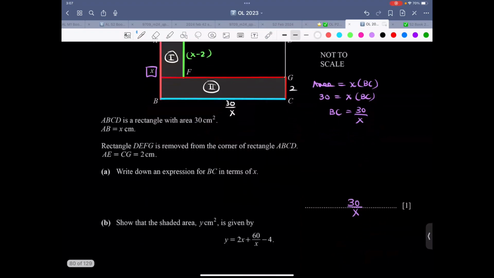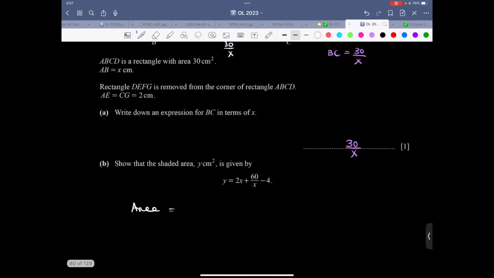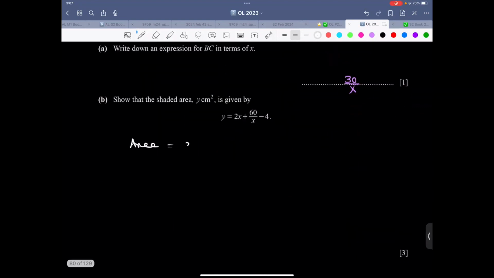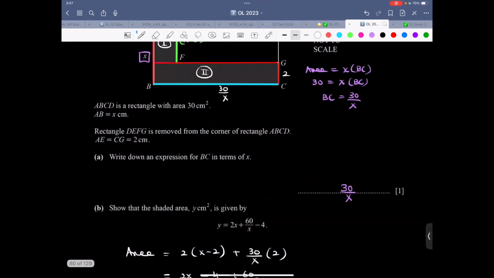So now this area equals 2 into x minus 2 plus 30 over x multiplying with 2. So this is 2x minus 4 plus 60 over x. That is 2x plus 60 over x minus 4. And yes, that is the area. So some basic 2D mensuration is over here. Something very, very basic.